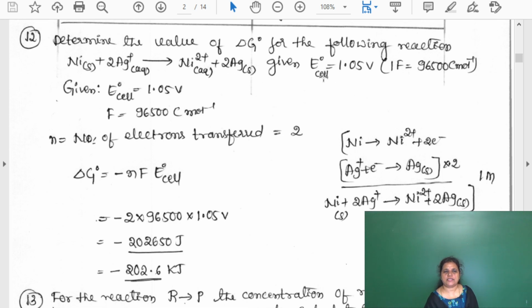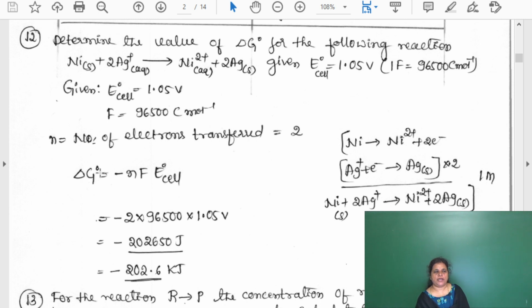Given E naught cell is 1.05 volt, and 1 Faraday is equal to 96,500 coulomb per mole. Given the E naught cell and F values, we need to calculate the number of electrons transferred. Here I have written the reaction; you need not write this. By knowing this nickel 2 plus, you can say the number of electrons transferred here is 2. Therefore, n value is 2.